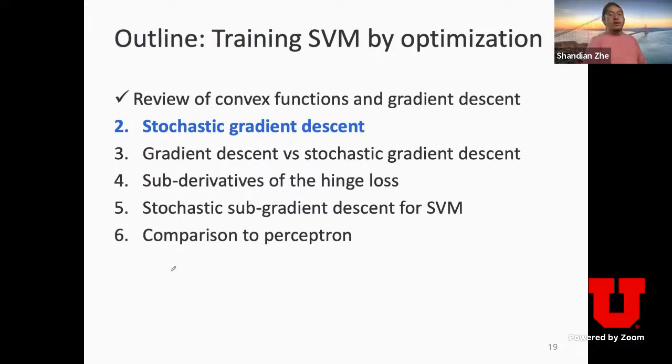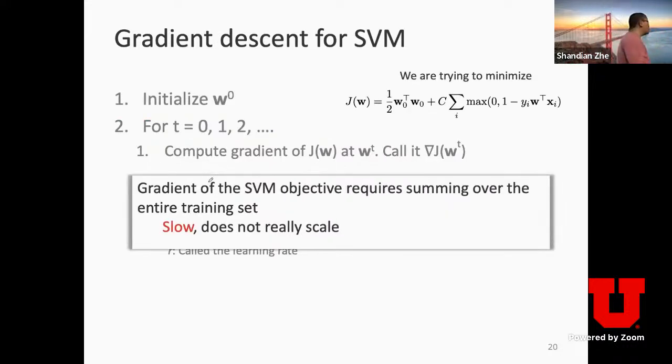Okay, so now we have reviewed the basic concept of convex functions and the gradient descent framework. We know that our SVM objective function is convex, and we can literally apply gradient descent to the training of our SVM model. Then let's proceed to the stochastic gradient descent framework. So why do we switch to stochastic gradient descent?